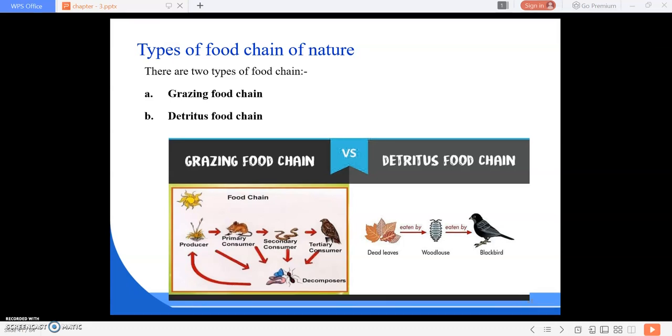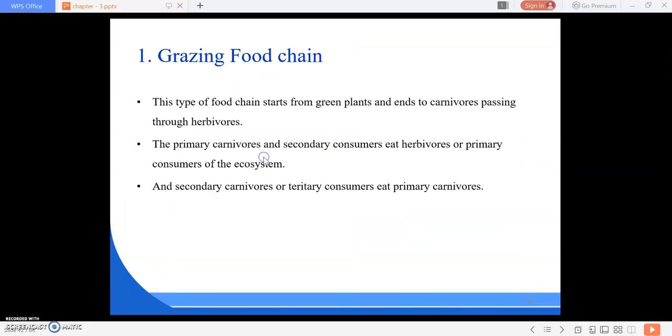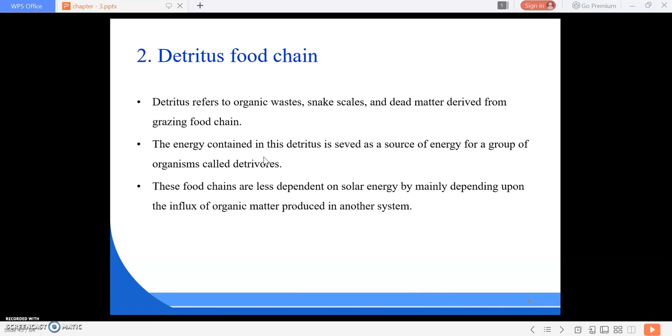So today we are going to study the detritus food chain. What do you mean by that? Detritus refers to organic waste, snake scales, and dead matter derived from the grazing food chain. The energy contained in this detritus is not lost to the ecosystem as a whole. Rather, it serves as the source of energy for a group of organisms called detritivores. They differ from the grazing food chain and form the detritus food chain.